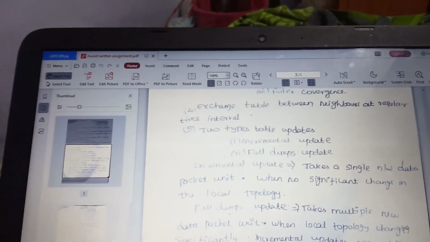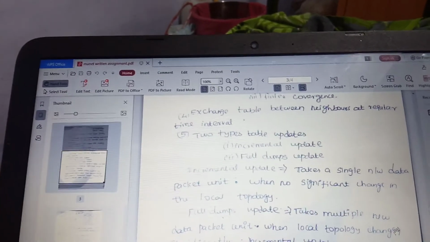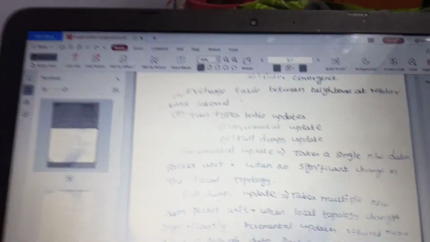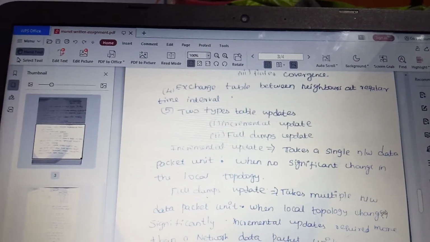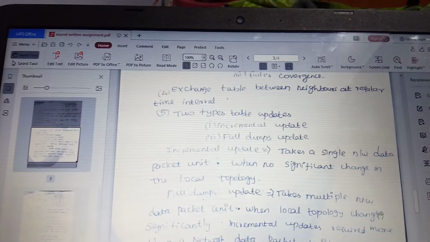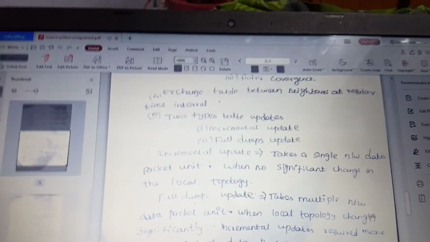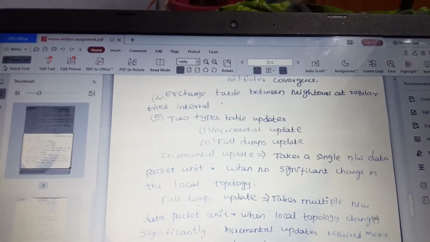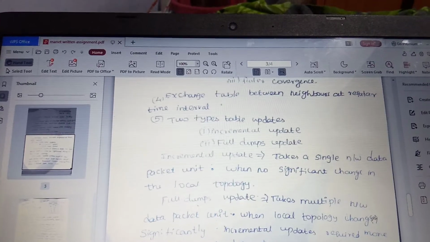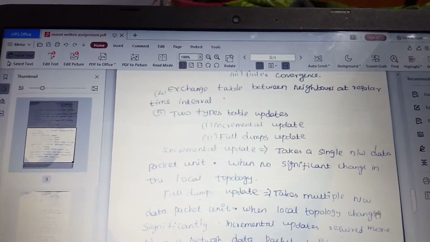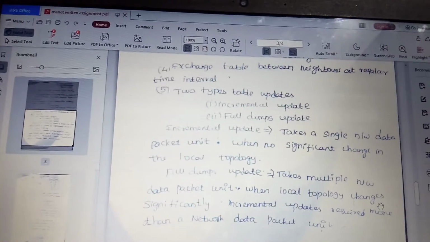Next, full dumps. A full dump update takes multiple network data packet units, while the incremental update takes a single network data packet unit when there is no significant change in the local topology. When the local topology changes significantly, incremental updates require more than a network data packet unit.